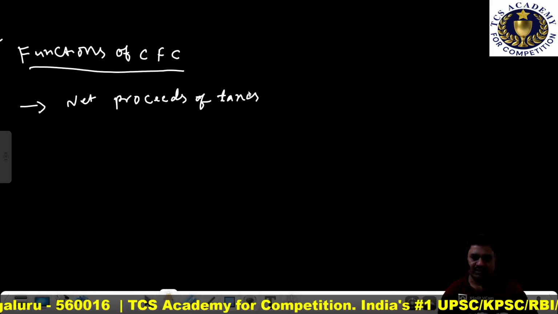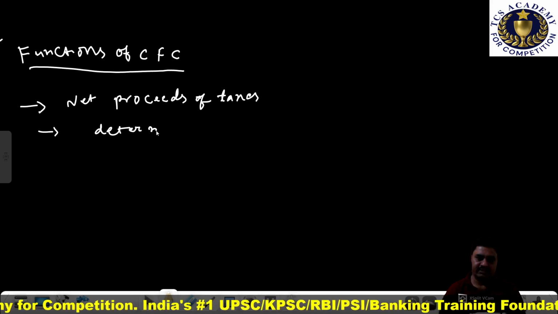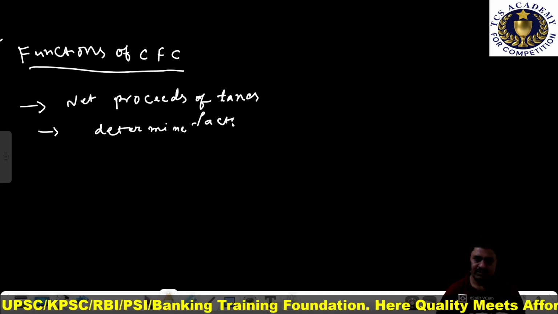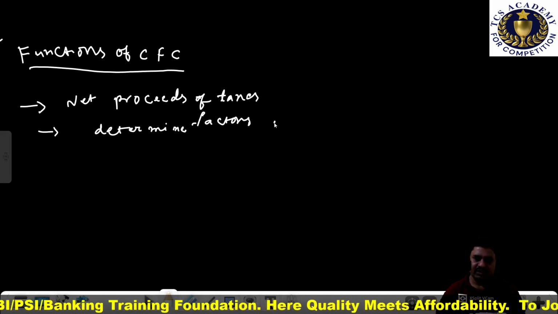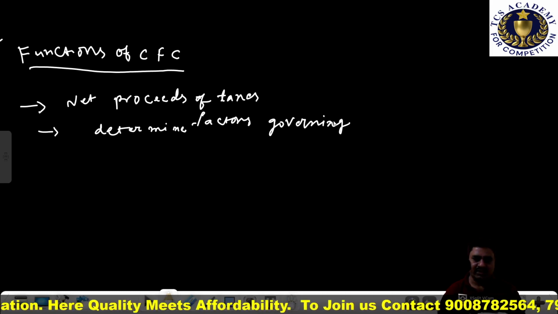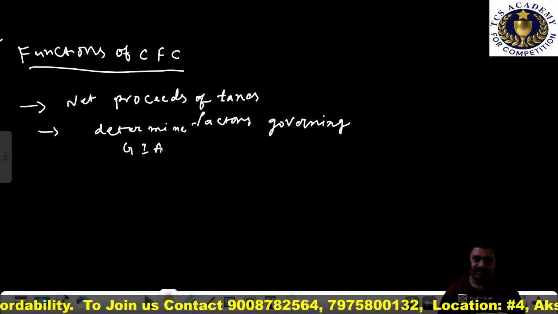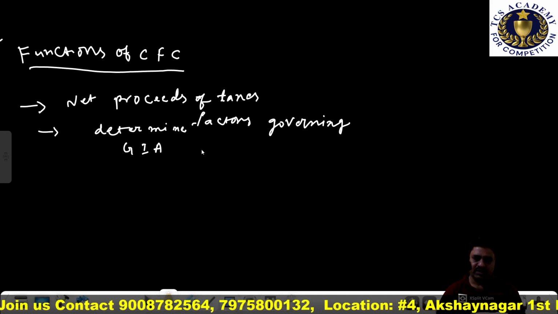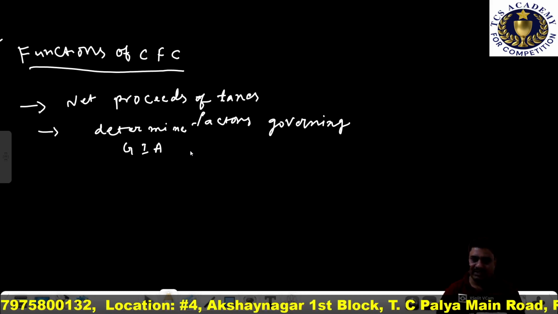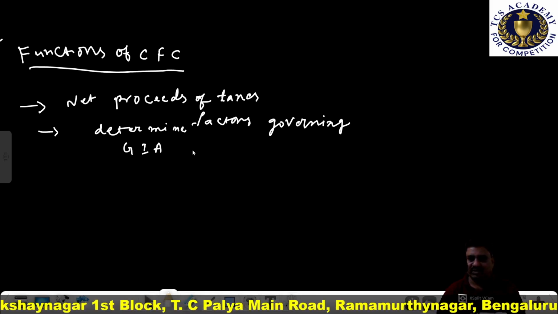The second important function of the Finance Commission is to determine the factors governing grants in aid to the states and the magnitude of the same. The second important function of the Central Finance Commission is to determine the factors governing the grants in aid to the states and the magnitude of the same.